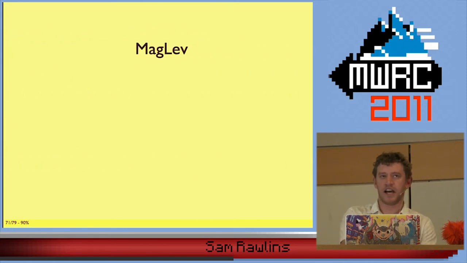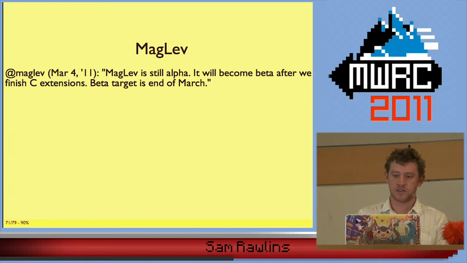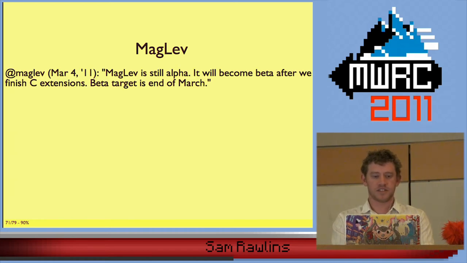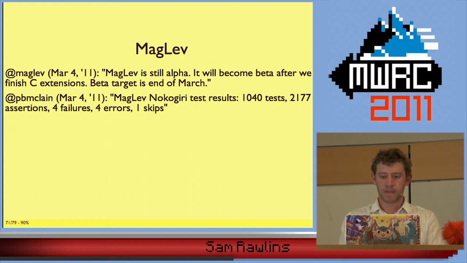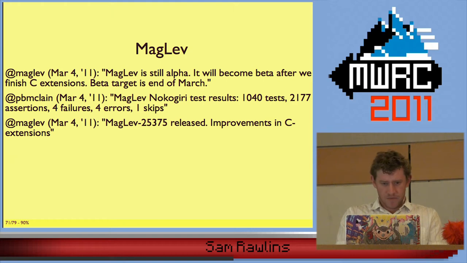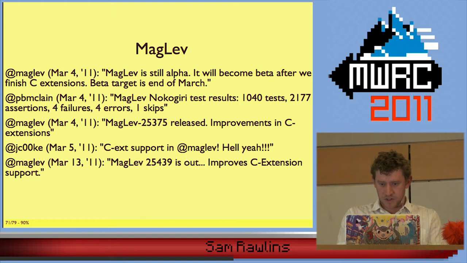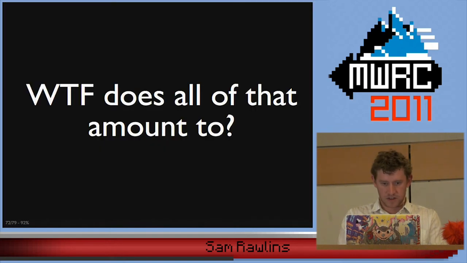MagLev is kind of the last one on the train, but they're working really hard. All of their recent tweets are about C extensions. They write that it's still in alpha, but as soon as they get the C extensions, beta is coming. Somebody, PB McLean, tweeted about test results against Nokogiri. There were only 4 failures and 4 errors. And then they've been doing some of these supports with C extensions, etc., etc.